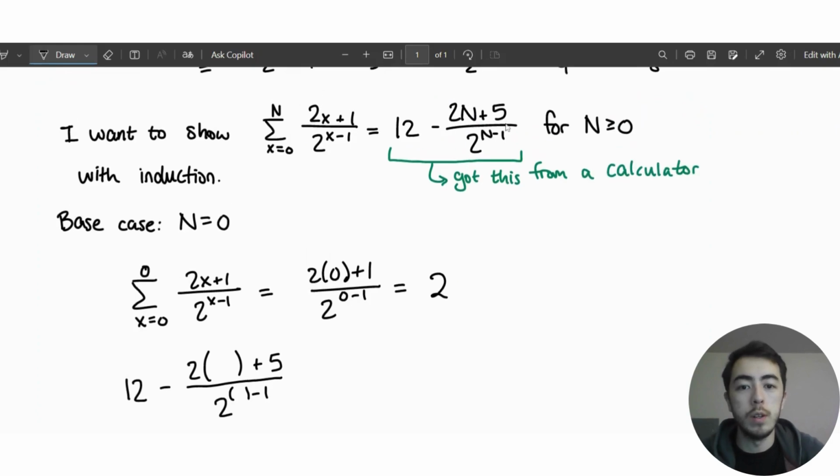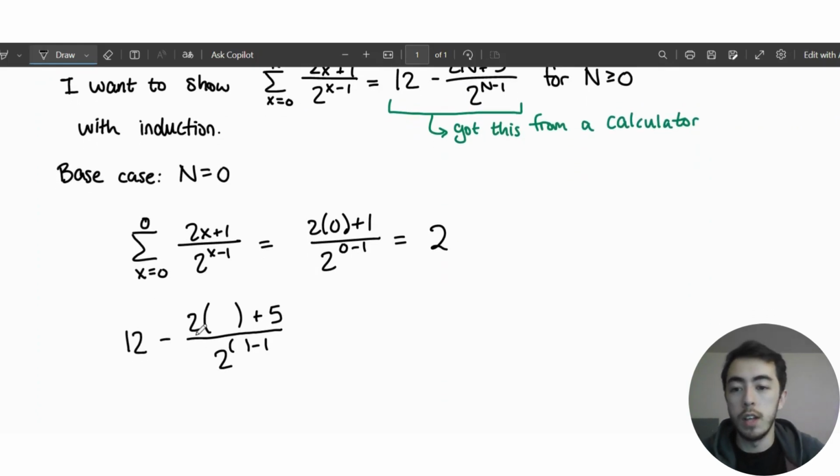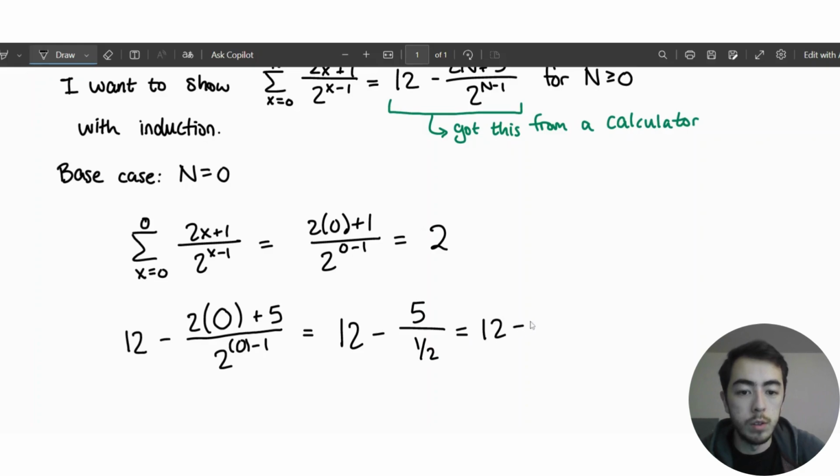And I'm trying to show that it's the same as this formula that I got from an online calculator. And I will plug in n equals 0 here and here. I get 12 minus this whole fraction. Looks like 2 times 0 plus 5 is just 5 on top. And then I have 2 to the power of negative 1 again on bottom, and that is a half. So that's equal to 12 minus 10. That is equal to 2, and I have proven the base case.